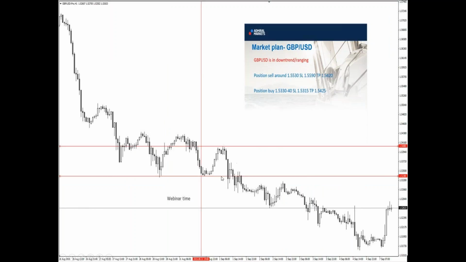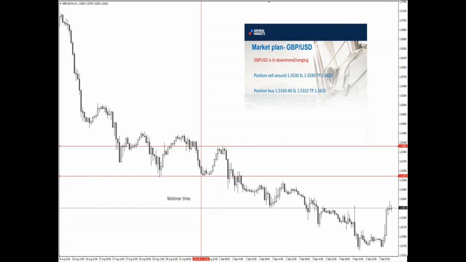Pound dollar, well, this was great trade, great setup. You remember we had a live call during our webinar. It was that pound dollar was in downtrend ranging. We had sell position at 55.30, 55.90 was stop loss. 54.20 was target, but we got into buy position, which happened during the webinar.